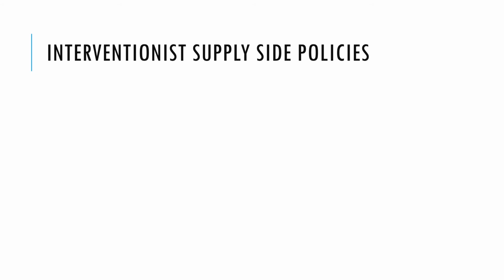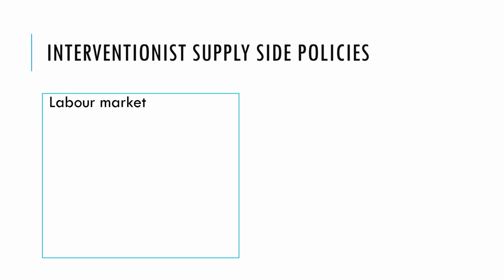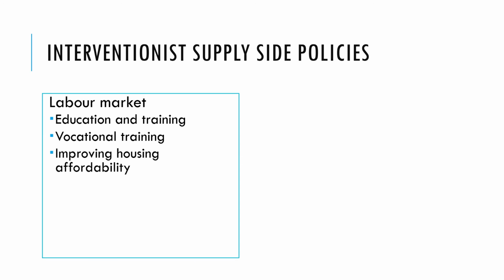So again, we can split them into our three categories. In terms of the labour market, these would be more interventionist approaches that would encourage firms to produce more. Providing education and training to the workforce would enable firms to have a more skilled workforce, which could increase the scale of production. Providing more vocational training, for example, apprenticeships in particular careers, would again provide the businesses with a more skilled workforce, incentivizing them to increase production.